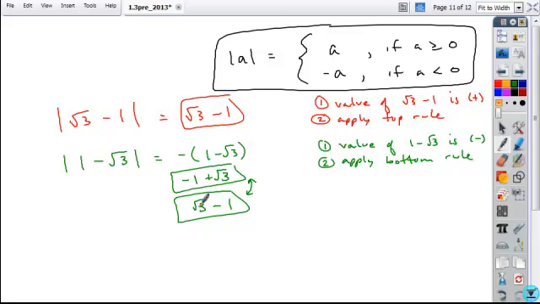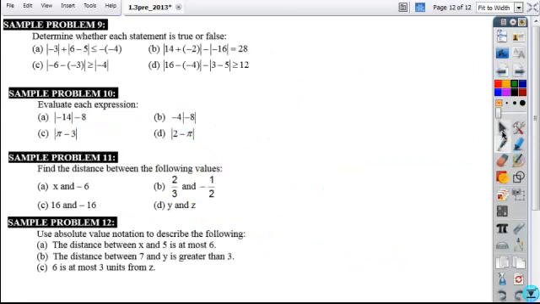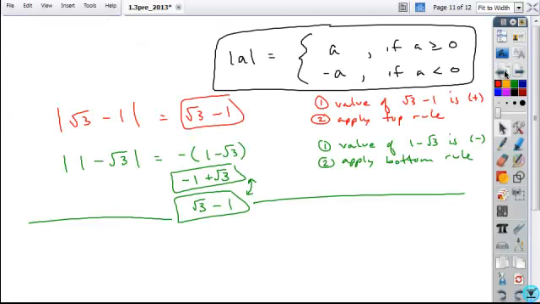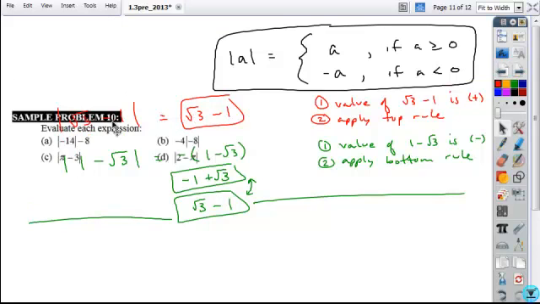All right? So you are going to be expected to do this. This is one of the parts that winds up causing the most problems. There are two parts in this section that tend to cause problems, and this is one of them. So I want you to see, can you evaluate these without a calculator? Looking at sample problem number 10, please.